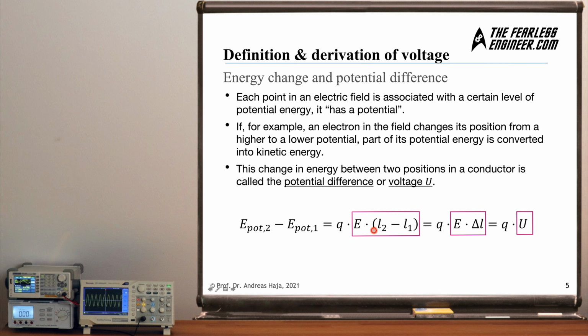And we can simply substitute here L2 minus L1 by delta L. This is the difference, the length over which an electron moves in a circuit. And this product of E and delta L, this is what we call voltage. Independent of charge, it's only depending on the electric field and the length over which charges are moving. And in order to get to the energy definition, the potential energy, we have to take into account the mass of the apple, so to speak.